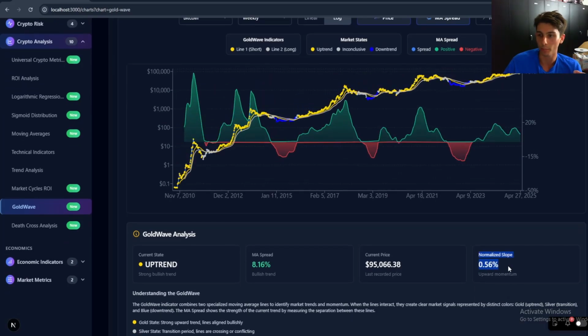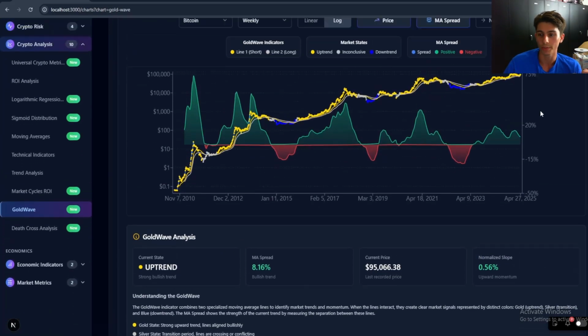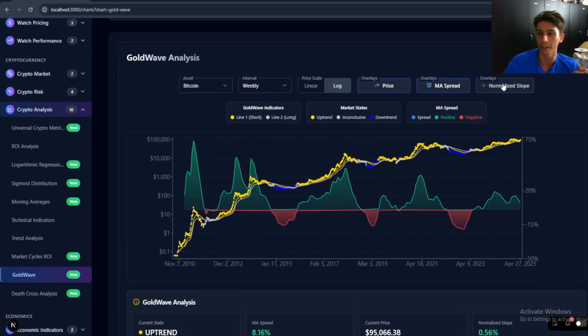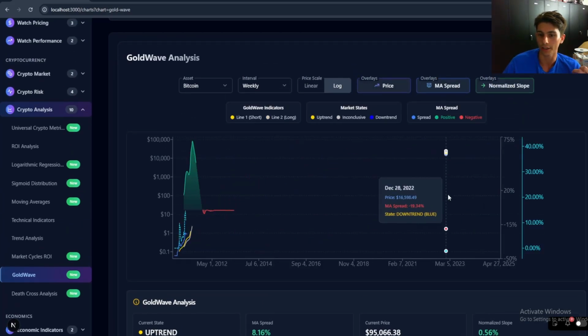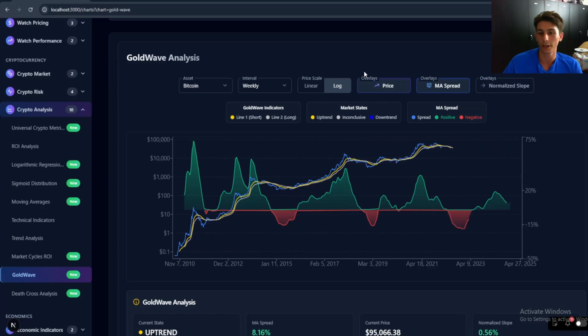It's actually up in a positive momentum if you normalize that slope, which is basically taking the degree of the angle on the slope. If you overlay that as well, you can see that it's starting to trend upward. If you normalize the slope, you can also see that it corresponds to those local cycle tops as well.